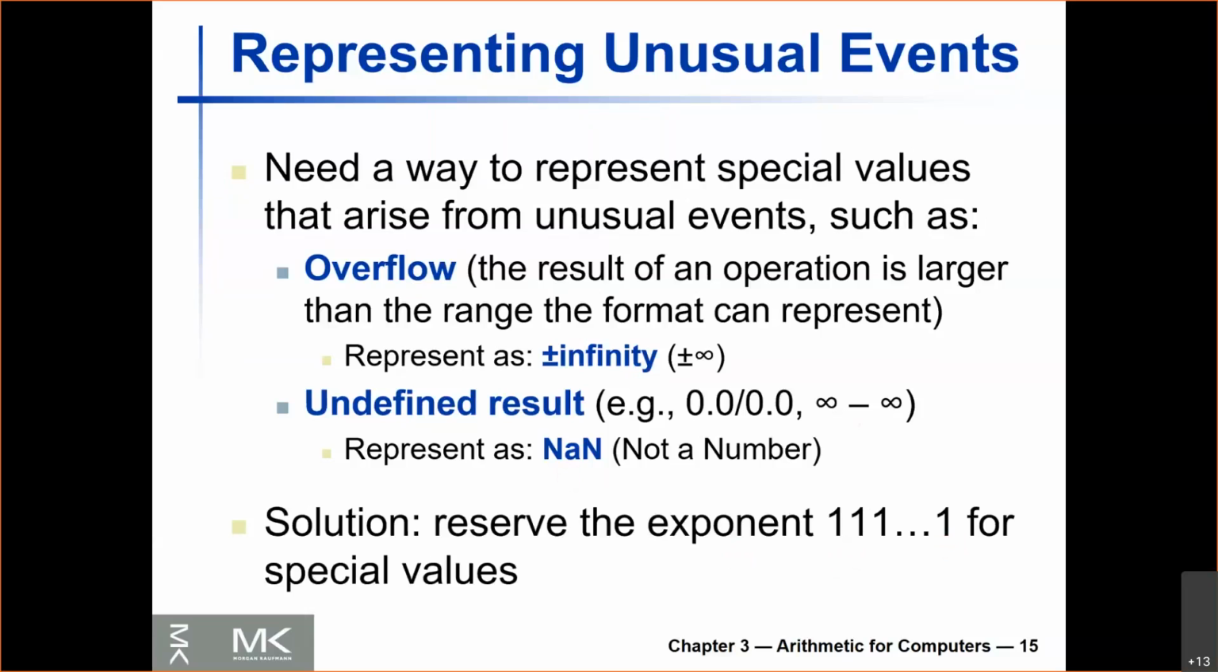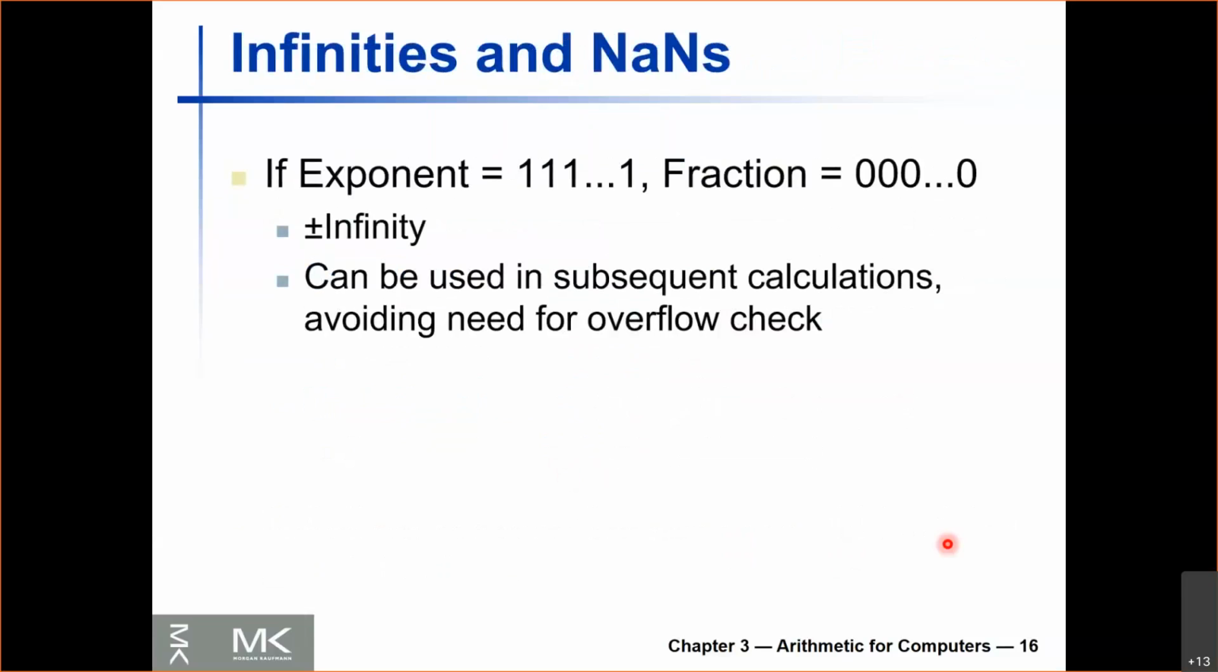How are we going to use it? Well, simply what we're going to say is, if the exponent is all ones and the fraction is all zeros, then the value will be interpreted as positive or negative infinity depending on the sign bit. The nice thing about this is that if a value overflows, we store positive or negative infinity, and we don't have to check for overflow every time. We simply use it later on in other calculations, and my final result will stay at positive or negative infinity, and I can just check my final result. I don't have to check all the intermediate results.